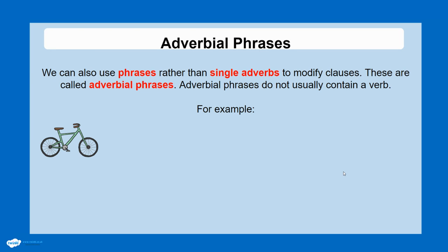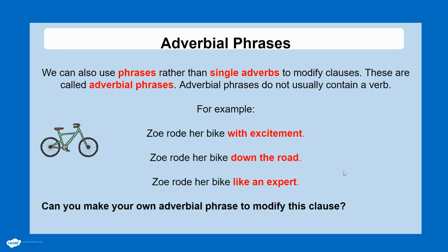We then come on to adverbial phrases. Now, I know, as always, I'm not going to read these out to you, but we know that we can also use other phrases rather than single adverbs, so adverbs on their own, to modify sentences, also clauses. These are called adverbial phrases, and adverbial phrases do not usually contain a verb. So you can see the examples here.